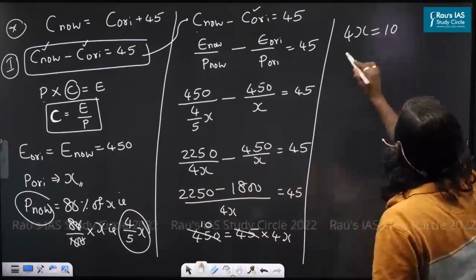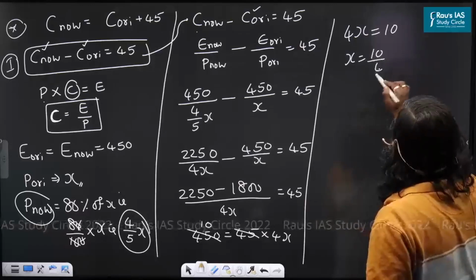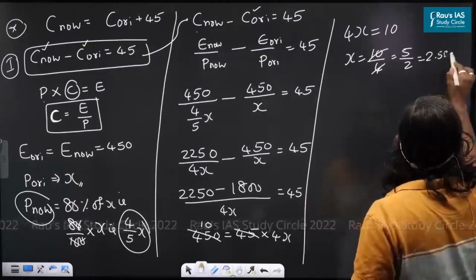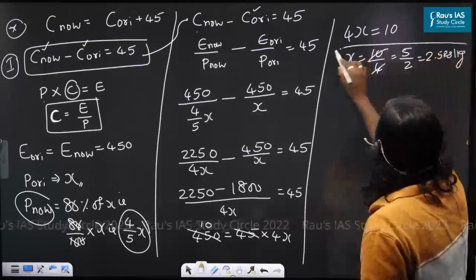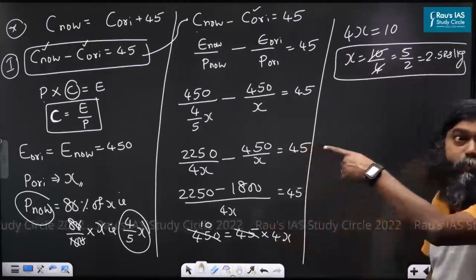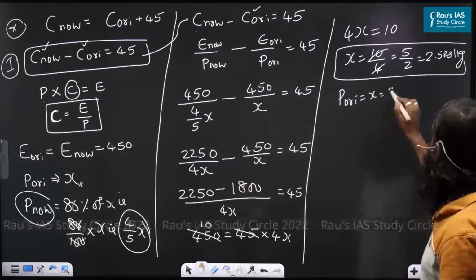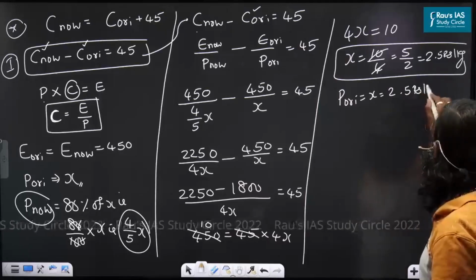Then what is the X value? 10 by 4, that means 5 by 2. That means 2.5 rupees per kg. X is called what? Original price. So the price originally is 2.5 rupees per kg.